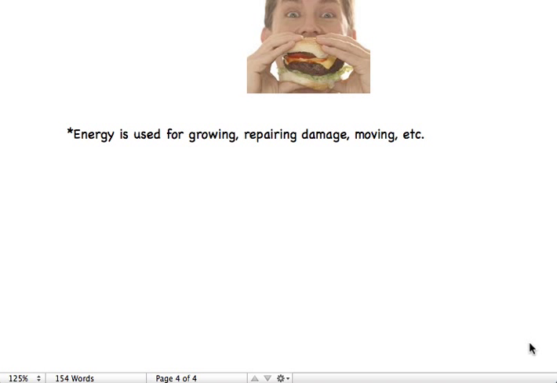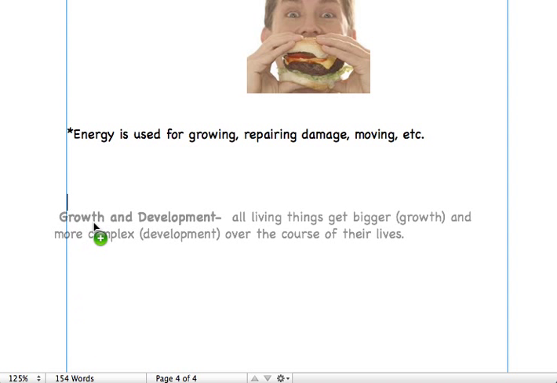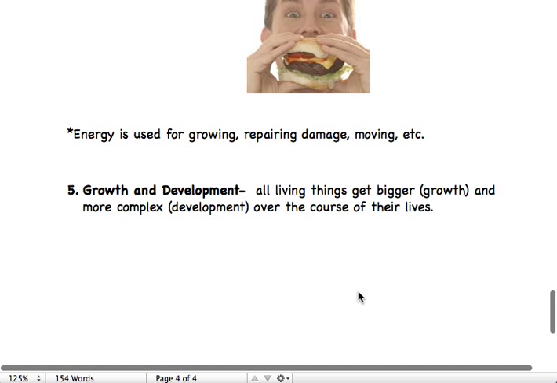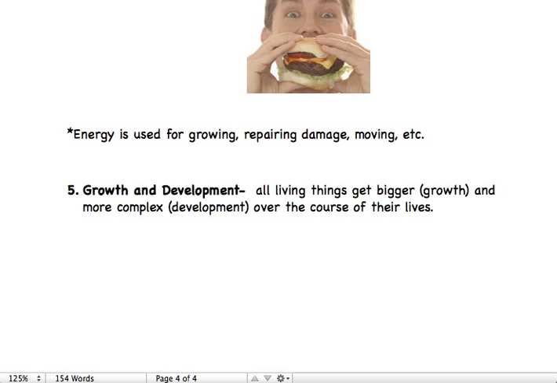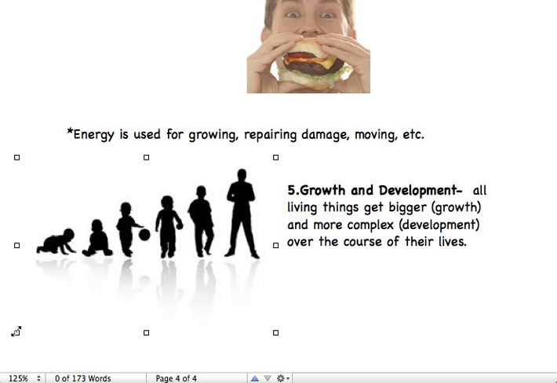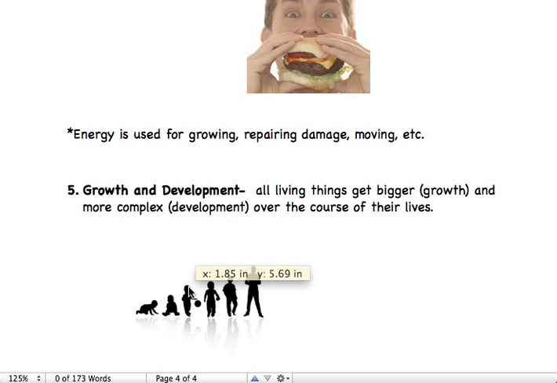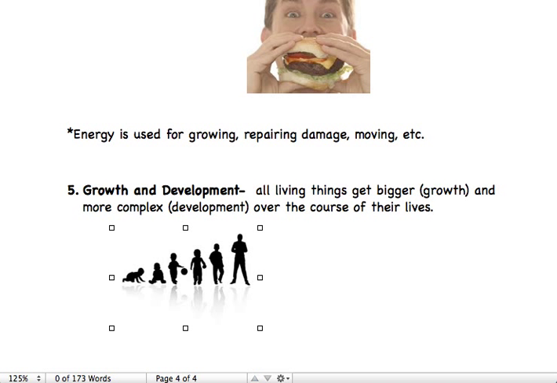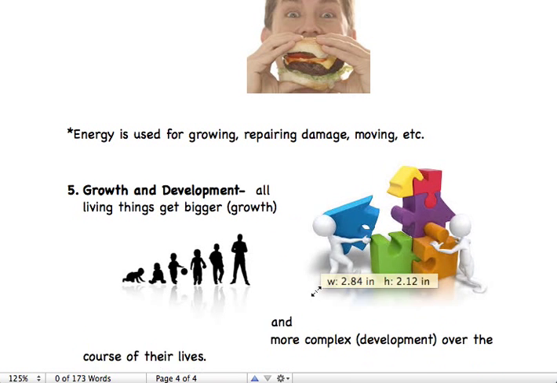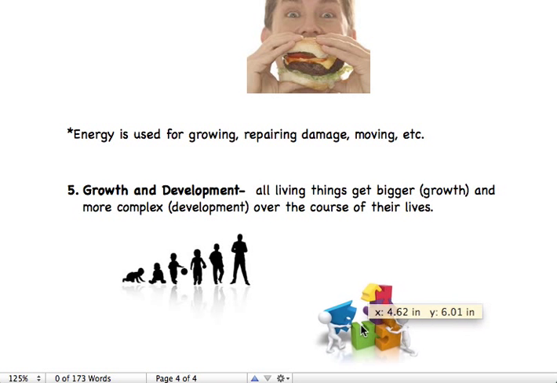Number 5, the fifth characteristic of living organisms is that they grow and they develop. So number 5 is growth and development. All living things get bigger, growth, and more complex, development, over the course of their lives. So I have growth, little baby growing up, apparently playing basketball at some point, as far as the picture is concerned. And then we also have development, and putting puzzle pieces together. Much more, it's a little complicated, right?